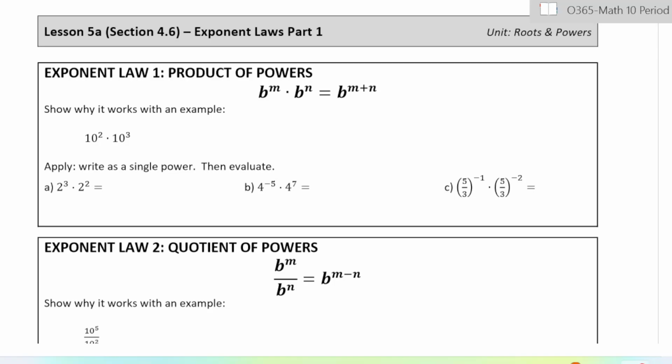Hey everyone, this is a lesson on exponent laws. I've split this lesson into two parts, so this is exponent laws part one. We are going to be using exponent laws today. This is a topic you visited last year in math, so hopefully today is a little bit of a review for you, but we are going to be including some of the new things from Math 10, which are negative exponents and fractions as well.